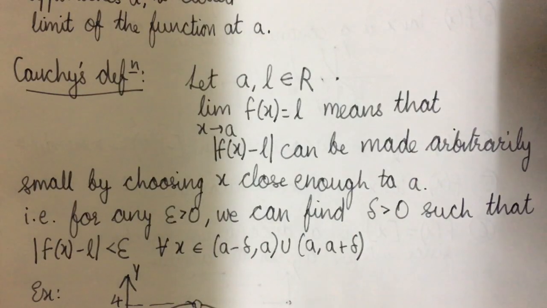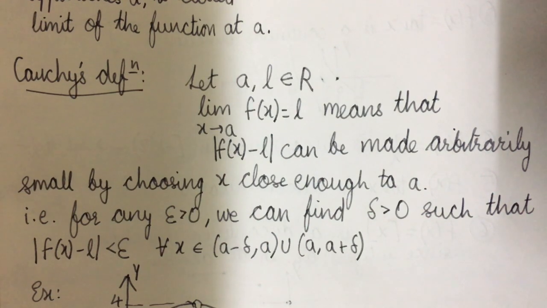Cauchy's definition. It says that let a and l belong to the set of real numbers. Limit x tends to a f(x) equals l means that mod of f(x) minus l can be made arbitrarily small by choosing x close enough to a.